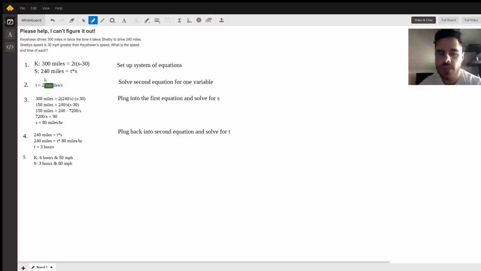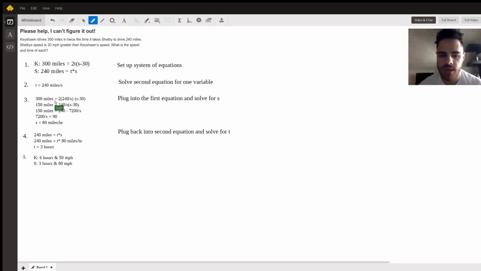So the bottom equation is much easier to work with if you see Shelby's equation. So what I did there is that I solved for t. So I divided by s on both sides and got t equals 240 miles divided by s. Now that I have a figure for t, I plug that into the first equation, Keyshawn's equation. So if you look at step 3, that's what's going on there.